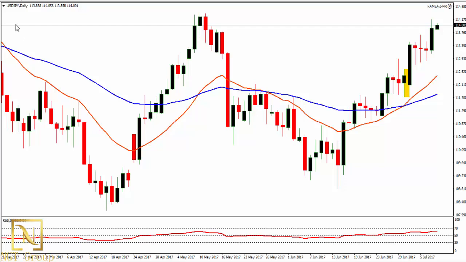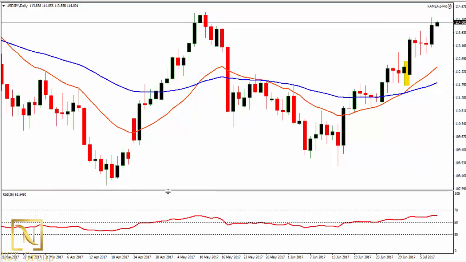What we have in front of us here is the dollar versus the yen, and it's a daily chart. We also have RSI down here. It's RSI 26. What we look for on the RSI is a move below the 50 level. Here it's a sell. A move above, it's a buy. And that's how we use this indicator.